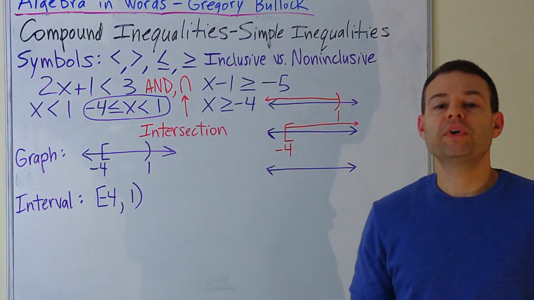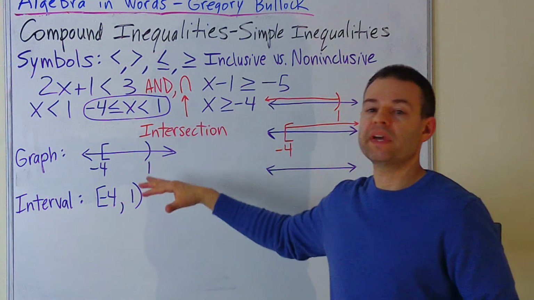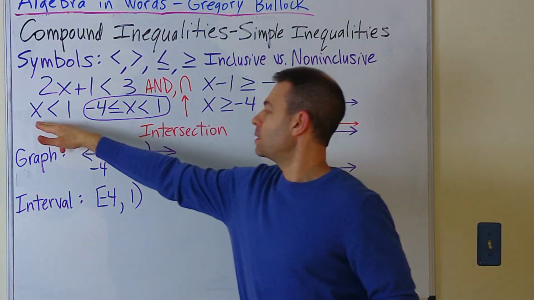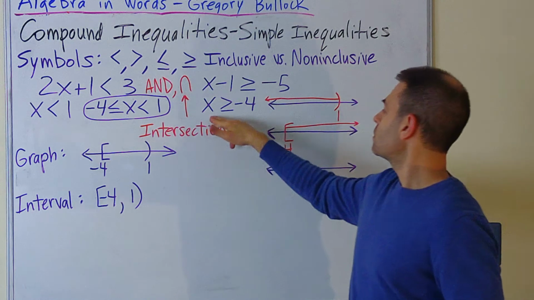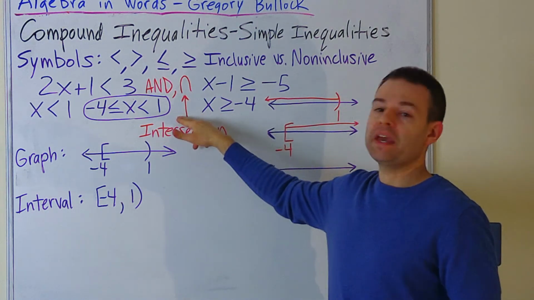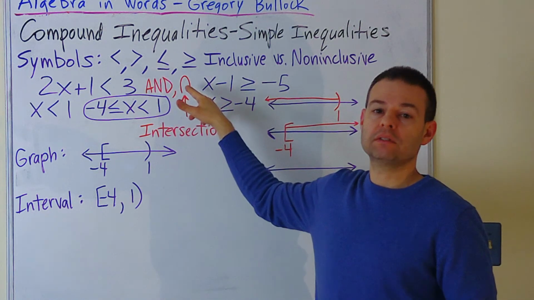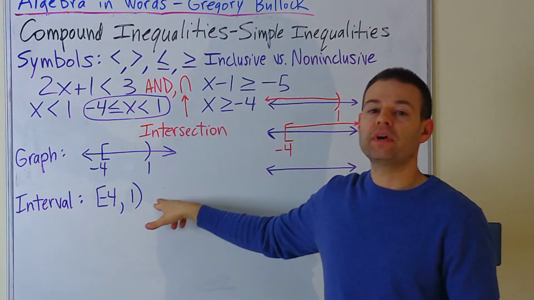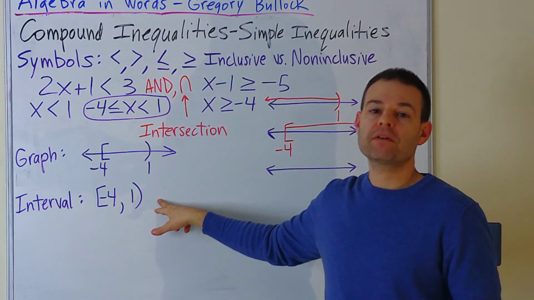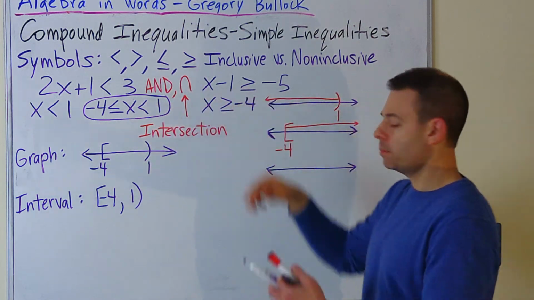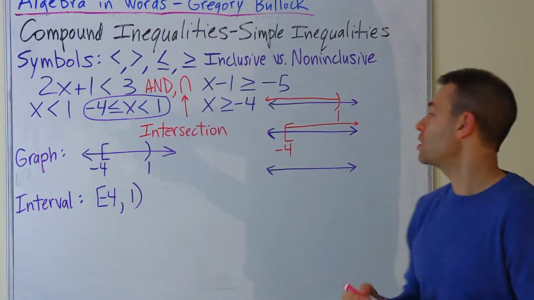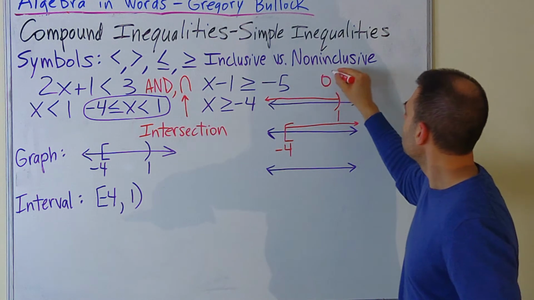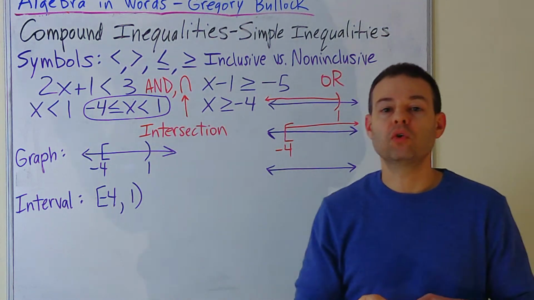I erased a little bit and just moved some things over so we had some room. I just put this simple inequality here, this simple inequality here, and the answer from the and compound inequality here, the graphical answer here, and the interval answer here. And we're going to compare that to doing the same problem, except in this case, we're going to look at it in the case of or.